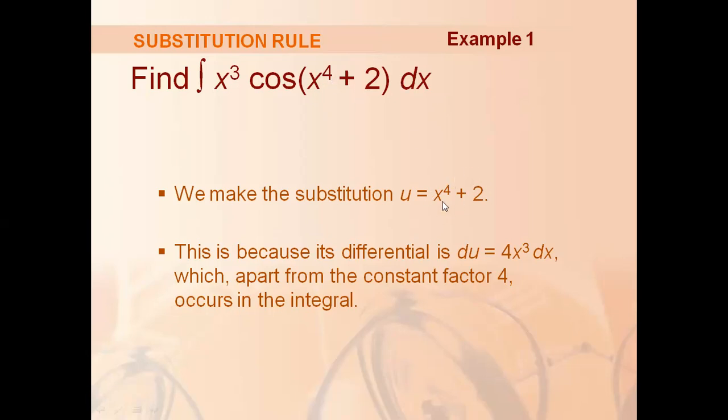So what will be the differentiation of this? du equals what? By the x to the power n formula, the differentiation is 4 into x to the power 4 minus 1, that means 4x cube. The differentiation of 2 will be 0. So du equals 4x cube, apart from the constant factor 4.